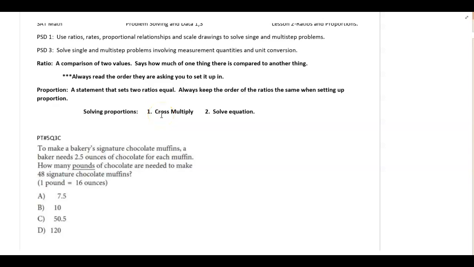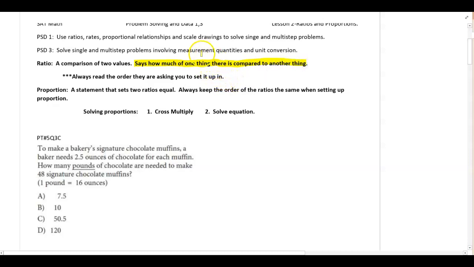Problem solving in data, lesson 2 is about ratios and proportions. This covers primarily standards 1 and 3. Let's first start by defining what a ratio is. This is a comparison of two values, and it basically says how much of one thing there is compared to another thing.